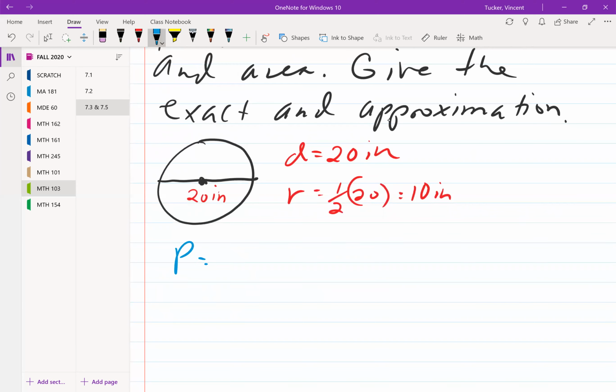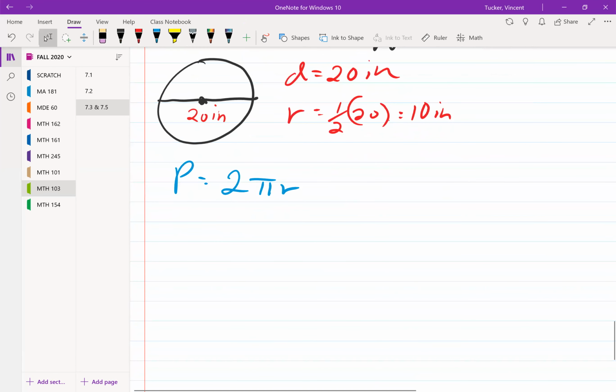So the circumference is 2 pi r. That's 2 pi times 10.